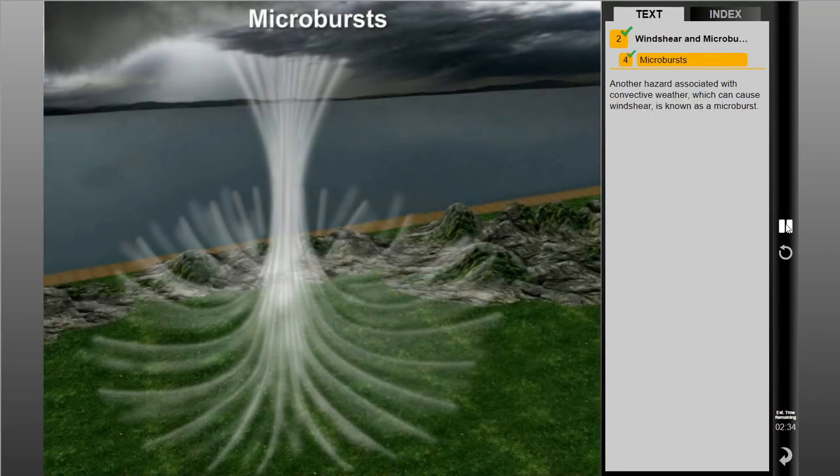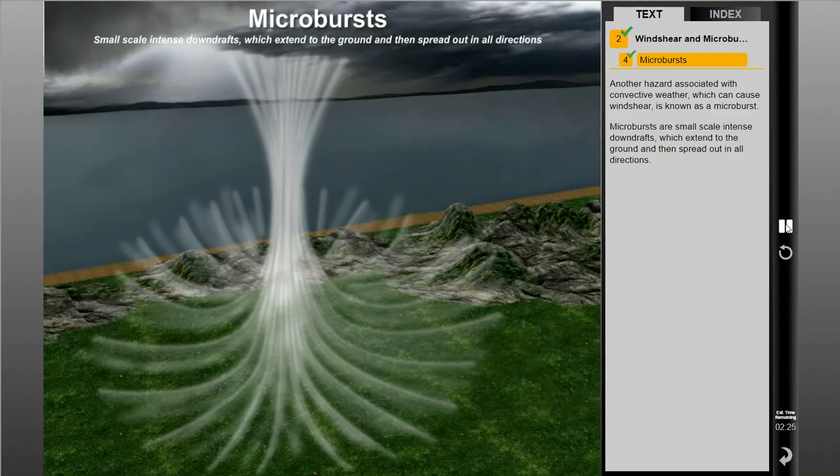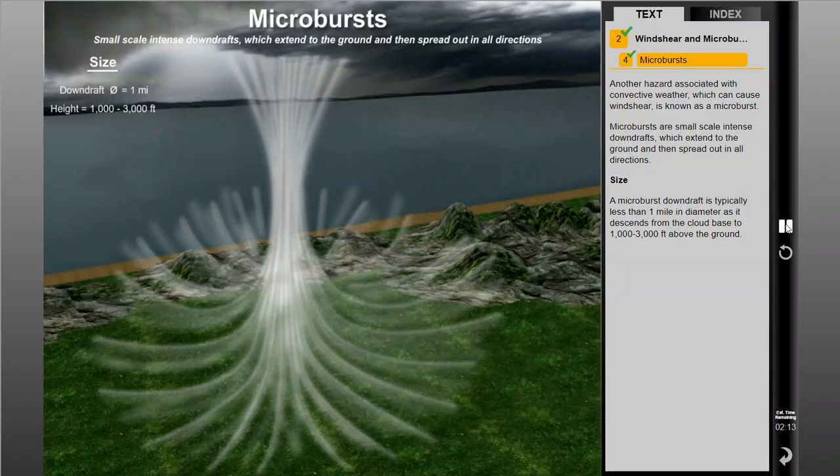Another hazard associated with convective weather, which can cause wind shear, is known as a microburst. Microbursts are small-scale, intense downdrafts, which extend to the ground and then spread out in all directions. A microburst downdraft is typically less than 1 mile in diameter as it descends from the cloud base to 1,000 to 3,000 feet above the ground.